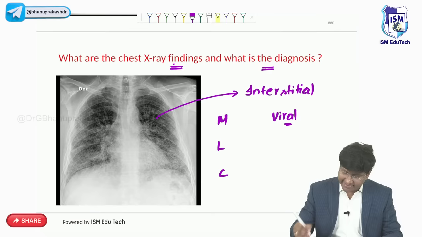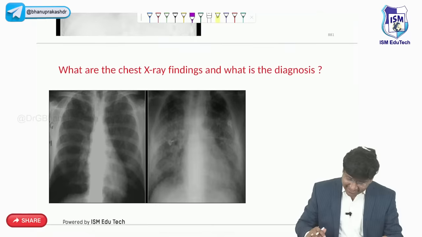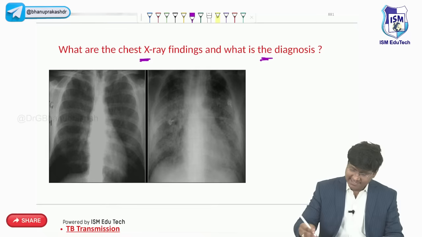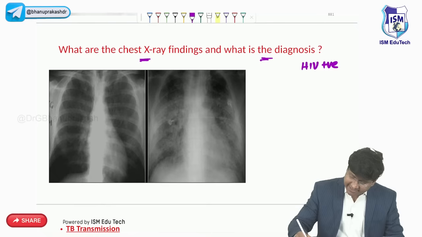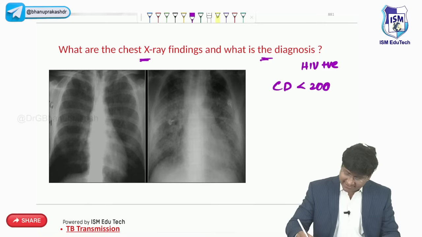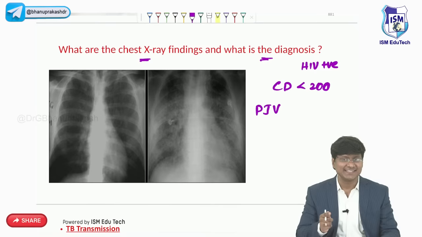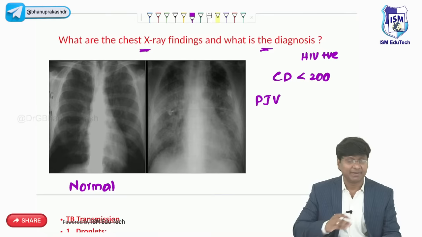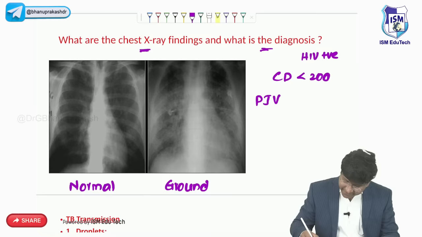Next. What are the chest x-ray findings and what is the diagnosis? Now this particular patient presented with dry cough and exertional dyspnea, and he is also HIV positive and his CD4 count is less than 200. What do you think this x-ray is suggestive of? So in this patient, the organism causing pneumonia will be Pneumocystis jirovecii pneumonia. In the early stages, the chest x-ray may be normal. But as the disease progresses, there will be classical ground glass opacity.